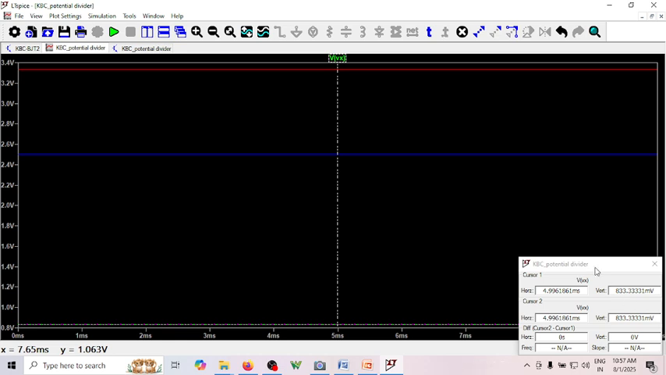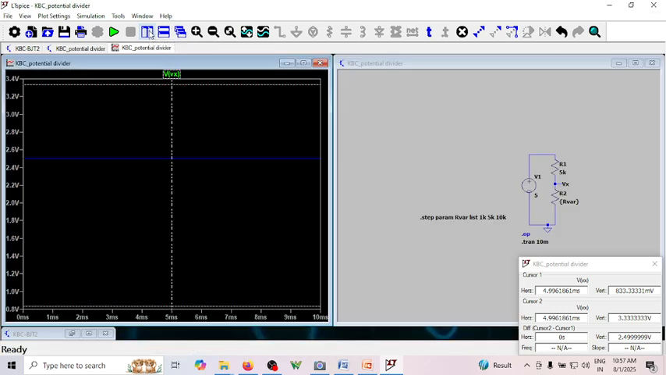For the second value, just press your arrow key. See, now the second value is 2.5 volt. The third value, again go up, it is 3.33 volt. So these are the values, of course, with respect to time. This is the value of Vx when R2 is 1k. This is when it is 5k. This is when it is 10k. So we are able to run either .op or .tran with variable values of R2.